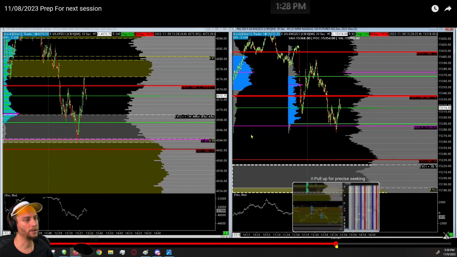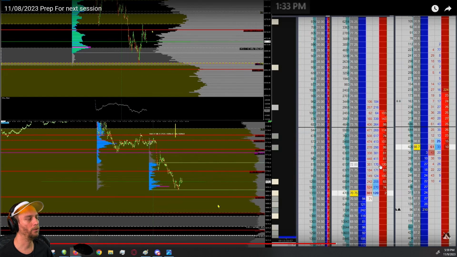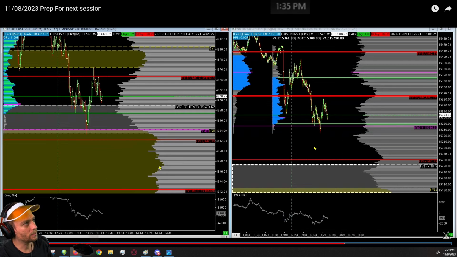Here's a good view of Russell. What is Russell doing at this point? Well, it's ranging here. Clearly there's a profile, so this should keep chopping here, where this is ES. ES is coming to the midpoint. So since Russell's at the top of this range and this profile, it going down should help pull ES down. There it is. It's kind of in the midpoint.